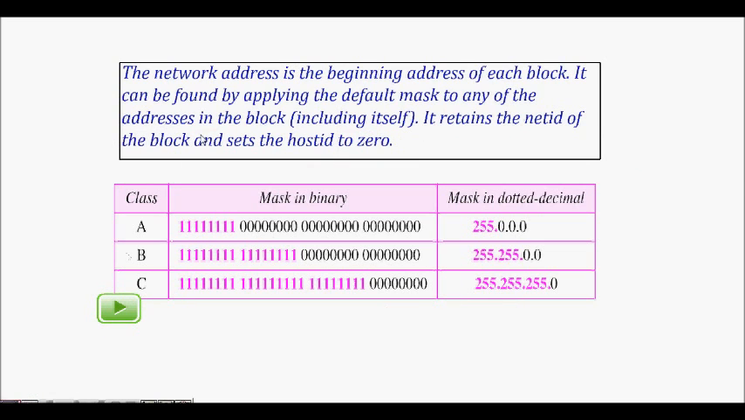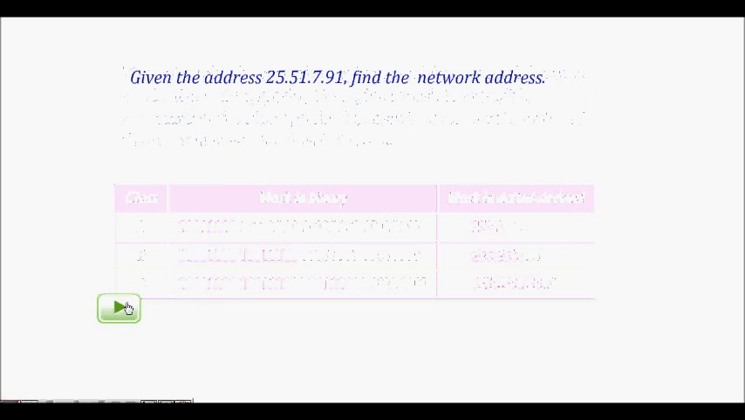The network address is the beginning address of each block. It can be found by applying the default mask to any of the addresses in the block. Even if you apply the mask to any of the hosts in the network, you will get the network ID. It retains the net ID of the block and sets the host ID to 0.